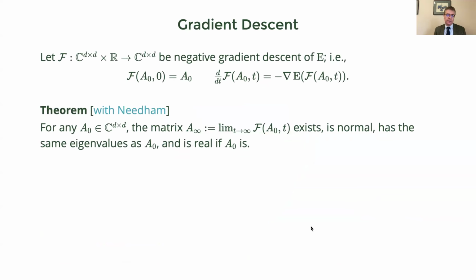And so, if you set up a gradient descent like this, so you have some starting point and then you just flow in the direction of the negative gradient, then the theorem that you can prove is that the limit always exists and it's always normal. And in fact, this flow preserves the spectrum of the matrix. So whatever the eigenvalues you started with, you're going to flow to a normal matrix with the same eigenvalues. And if your matrix happened to be real to begin with, the flow will stay real for all time. And so the limiting normal matrix will also be real.